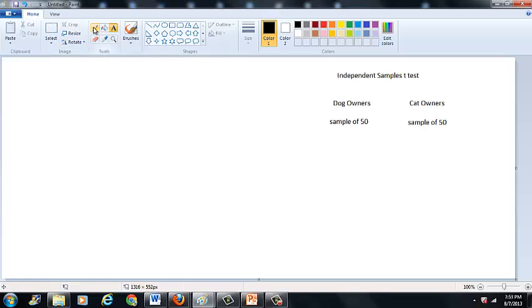Our 50 dog owners will have a sample mean. X bar is what stands for sample mean. Let's say it came out to 57, and our sample of cat owners, the average of those 50 people, came out to 52.